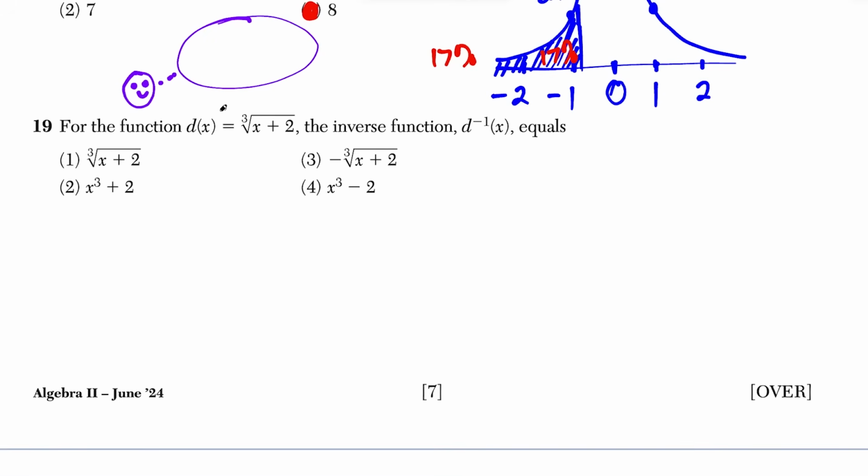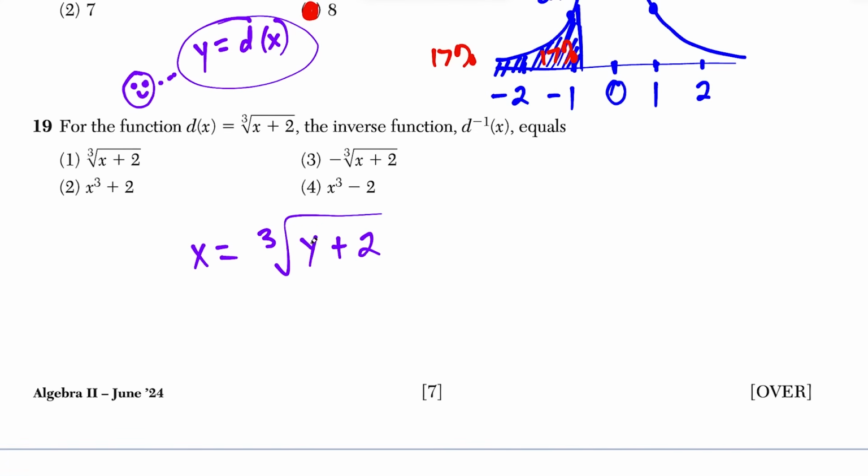Now, just know that in general we could say y equals d of x. So the function itself, d of x, represents the y. So when I'm switching x and y, I'm really just going to think of this as y equals, and then I'm going to write x equals instead, and then cube root of, instead of x plus 2, we have y plus 2. So now our goal is to solve for the y value over here.